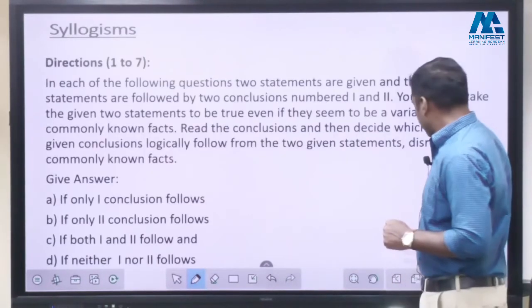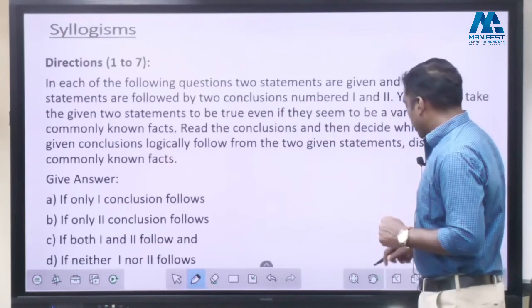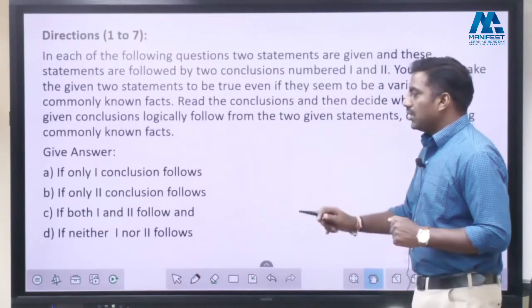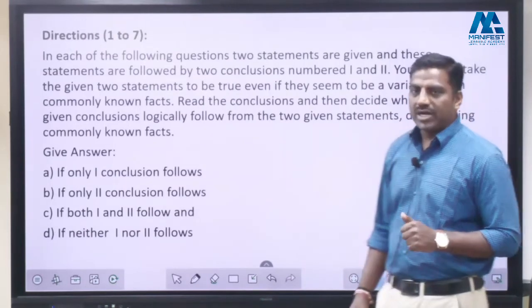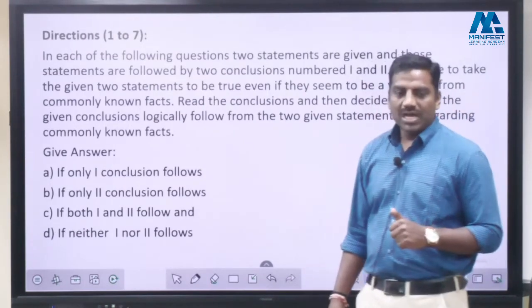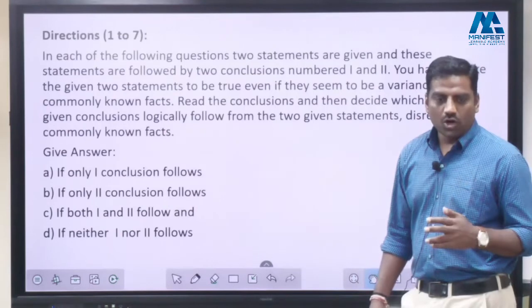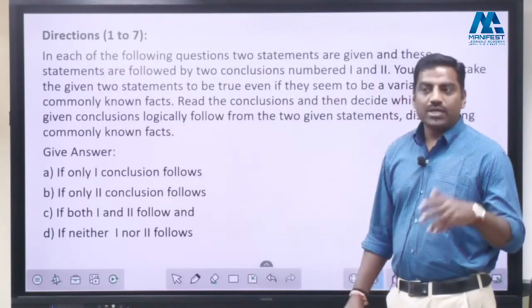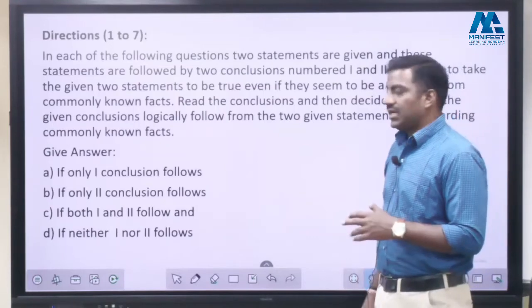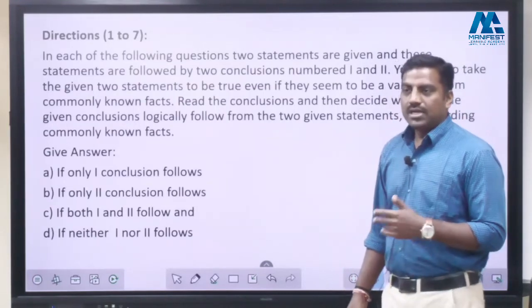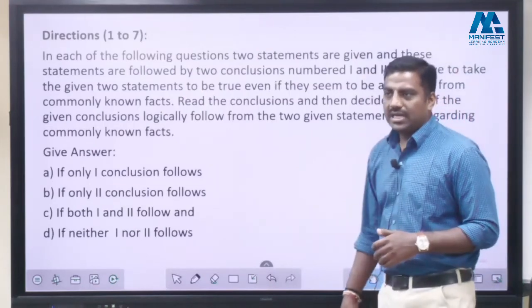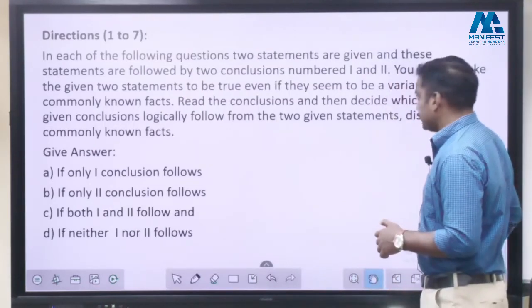Now, see, for all the questions from 1 to 7, if only one conclusion follows, we have to take A. I have not printed A, B, C, D for all. Okay. And if both 1 and 2 are correct, we have to take C. And if neither of them follow, then we have to take D. Done. We'll take the first question.